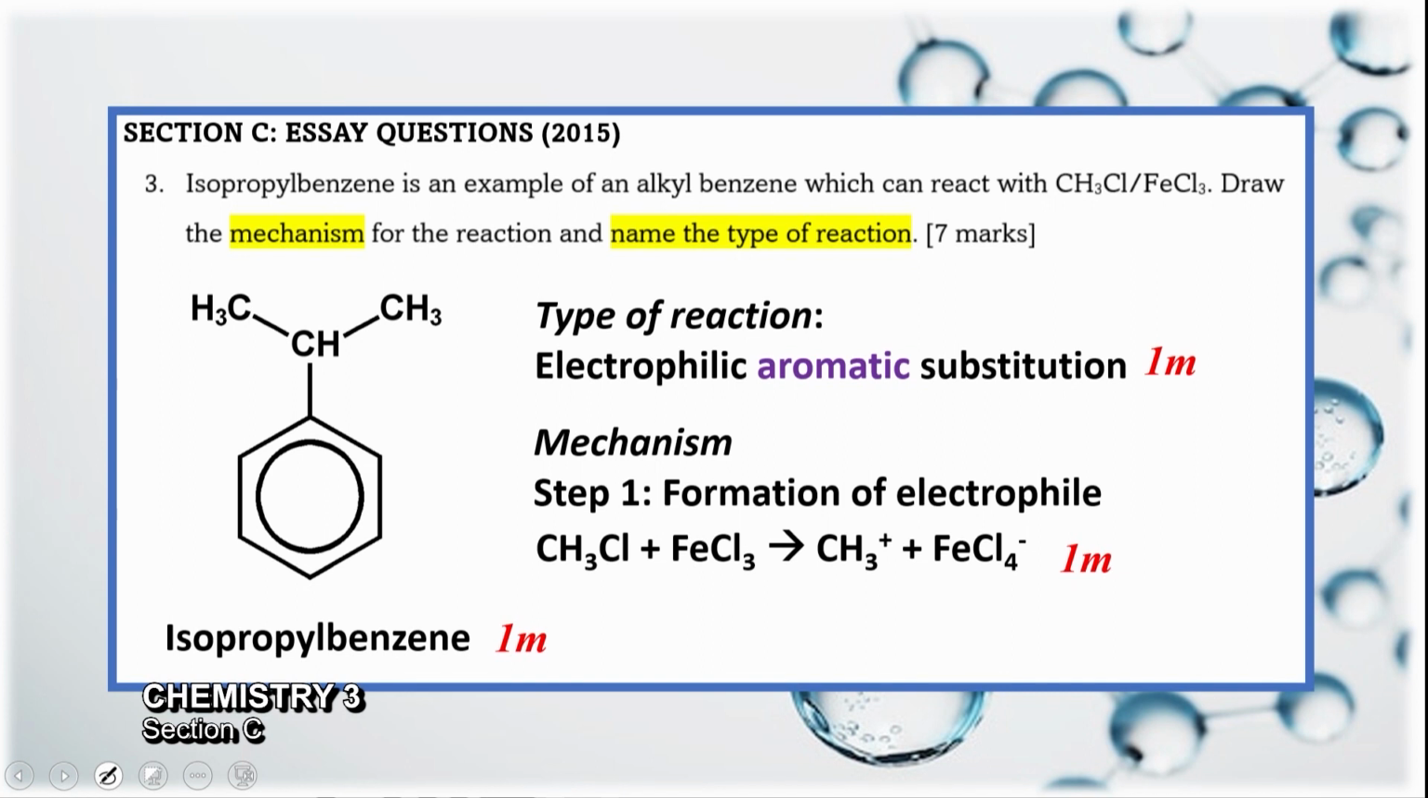So the first mark you will get is when you draw the correct structural formula of isopropyl benzene. And then you answer what is the type of reaction. The type of reaction is electrophilic aromatic substitution. As you can see, students, I highlight the word aromatic because that is compulsory. Without the word aromatic, your answer is wrong. So when you are wrong, you cannot get that 1 mark. So this is on aromatic compound. So it's very important to get the aromatic there.